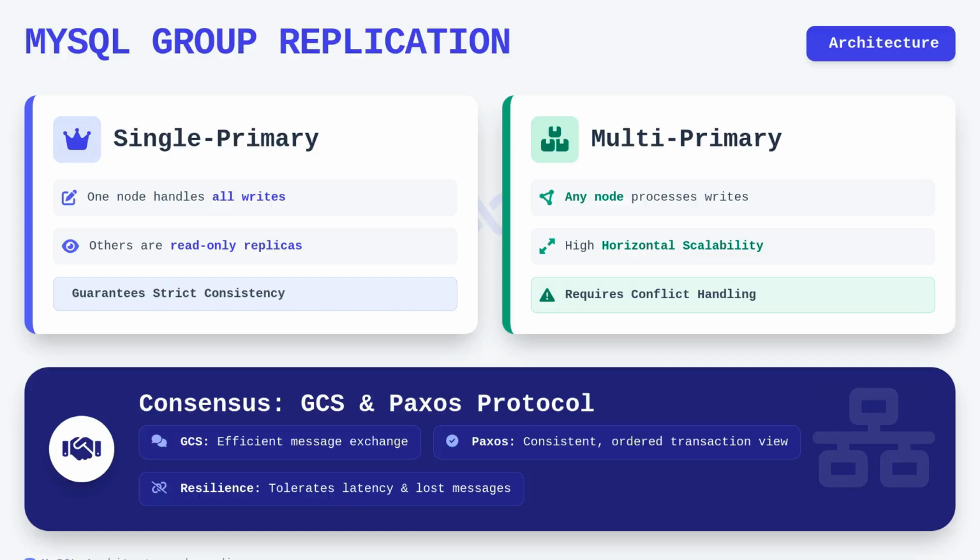Paxos effectively prevents scenarios where different nodes disagree on the sequence of operations, providing the data integrity that is fundamental to reliable database clustering.